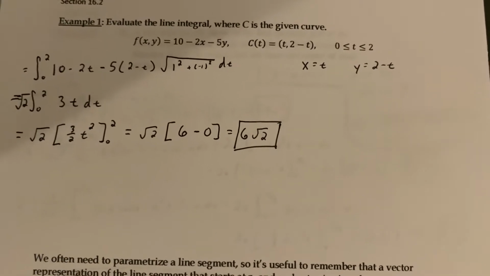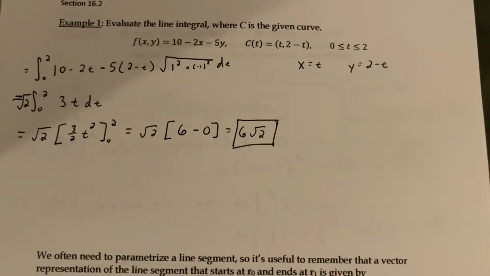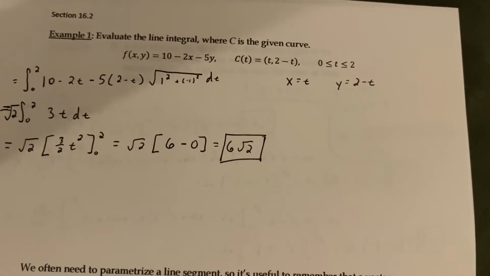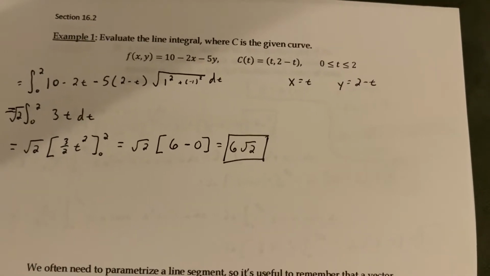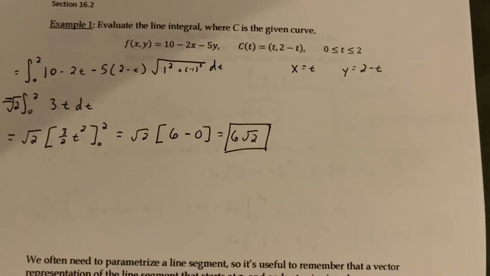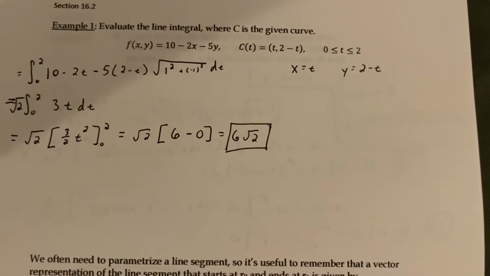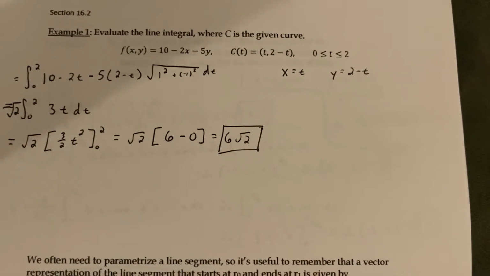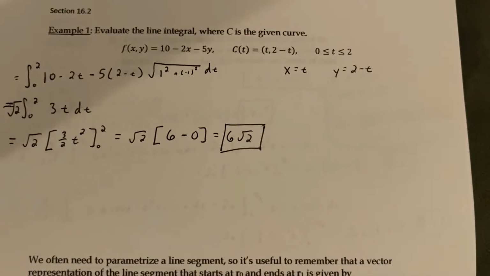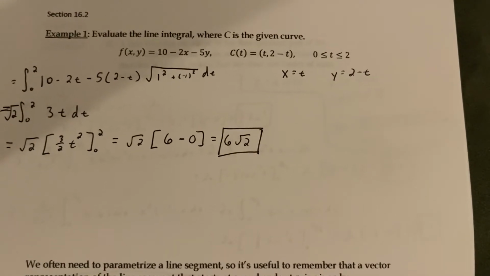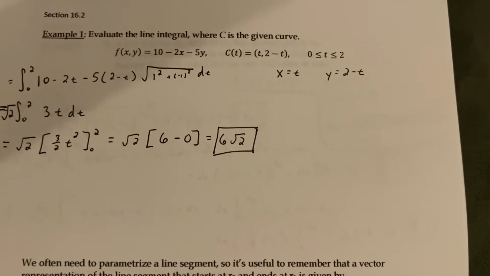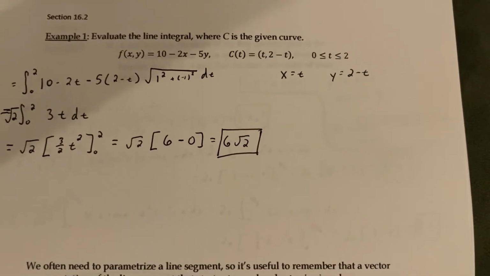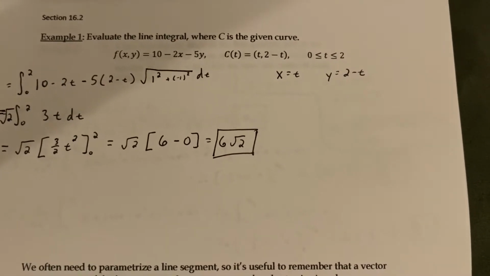So now we're just going to evaluate the line integral where our curve is the given curve. We're given our function again, f of x, y is z, so it's really giving us the height of whatever surface 10 minus 2x minus 5y is giving us. What we're doing is cutting a slice of our surface and trying to find the area underneath that small little slice.